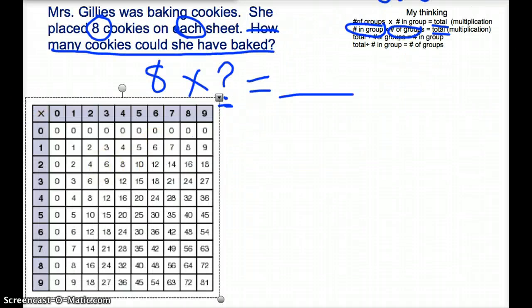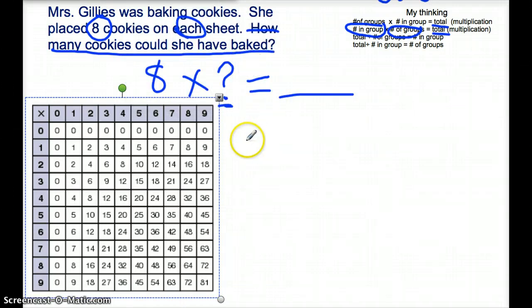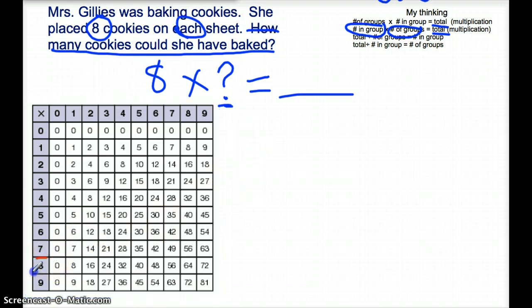Okay, so I pulled up a multiplication chart here, and we're going to look at that to solve this problem. So I know it's 8 times something, so here's my 8. So 8 times 0 is right here, 8 times 1 is right here, 8 times 2 is right here, 8 times 3 is right here, 8 times 4 is right here, 8 times 5 is right here, 8 times 6 is right here, 8 times 7 is right here, 8 times 8 is right here, 8 times 9 is right here.